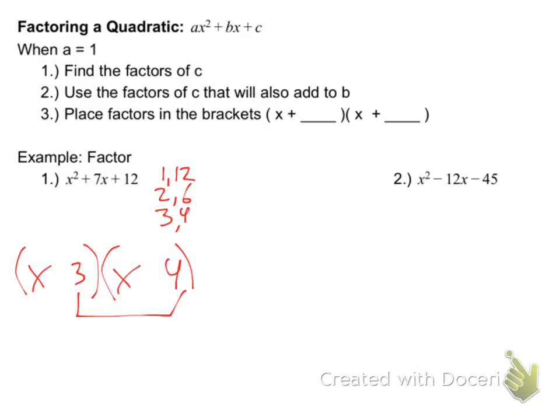And then we have to decide. They multiply to a positive. How do you get a positive when multiplying? Positive, positive, negative, negative. The middle is positive. So the middle means both of those terms have to be positive. You're done factoring. Moving on to the second one.